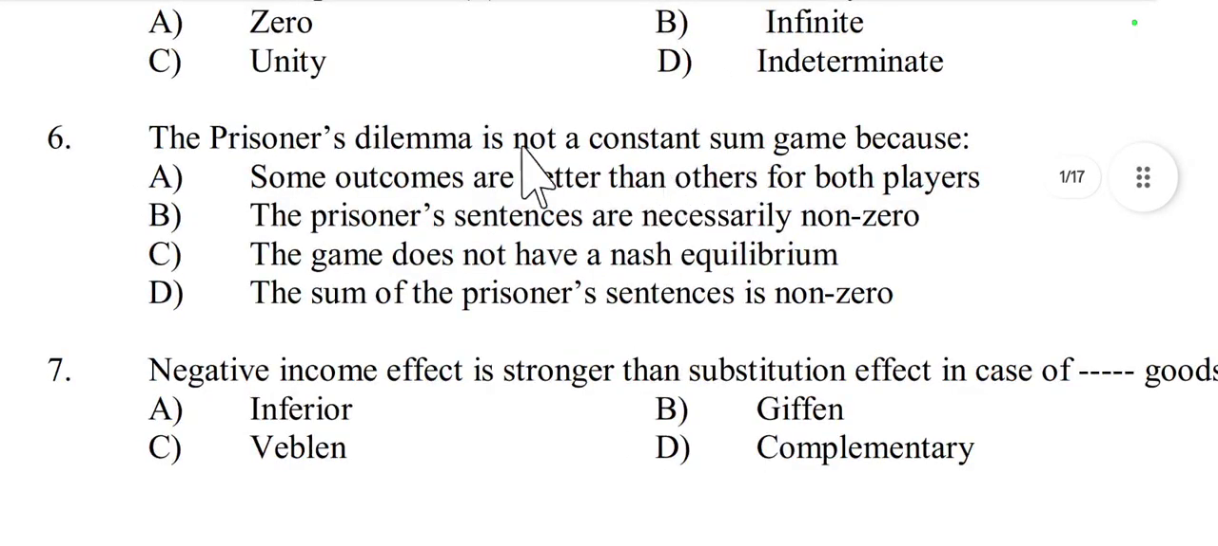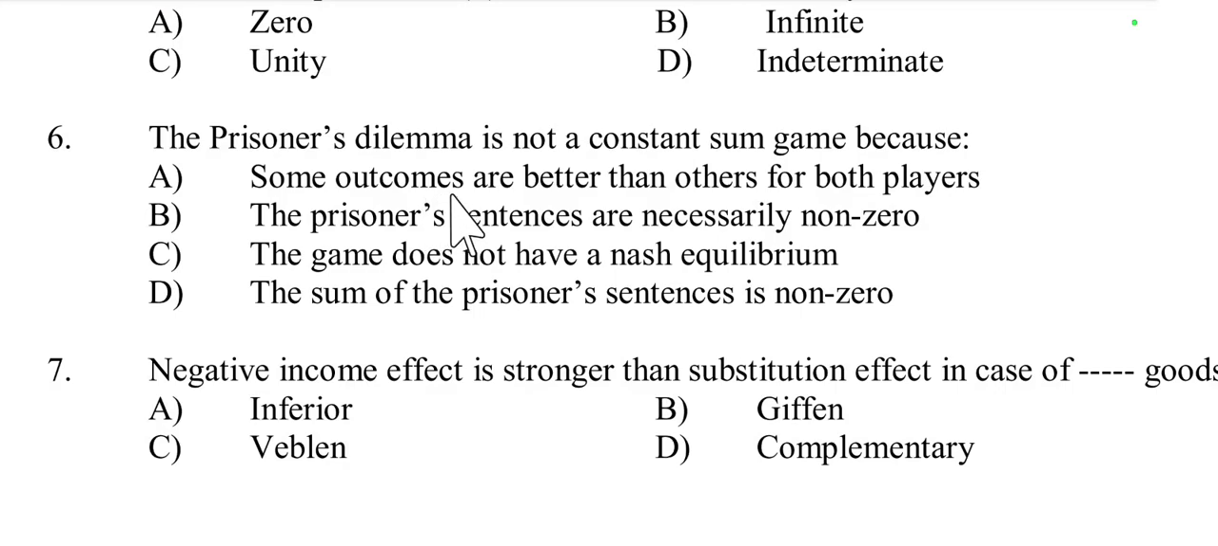We know that prisoner's dilemma is not a constant sum game because some outcomes are better than others for both players. For both players, some outcomes are better than other outcomes. So in a constant sum game, both are equally benefited. But in prisoner's dilemma, some are better and some are worse.